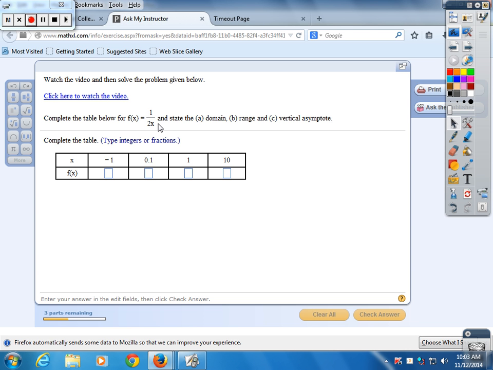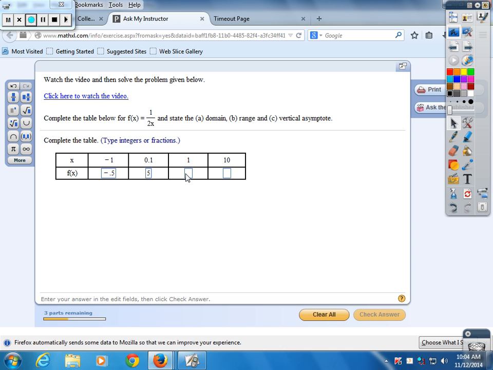Well, 1 over 2x, plug in negative 1, that'd be negative 1/2. So that'd be negative 0.5. I'm just putting 0.5. If they don't want that, I'm sorry. 0.1, what's 10% of 2? 0.2? And 1 over 0.2, somebody give me that, is 5, isn't it?